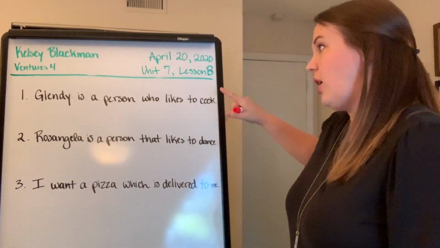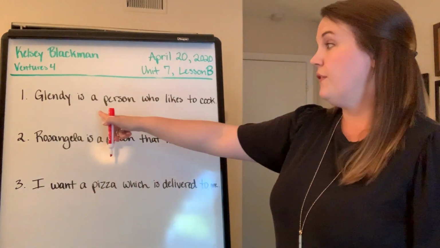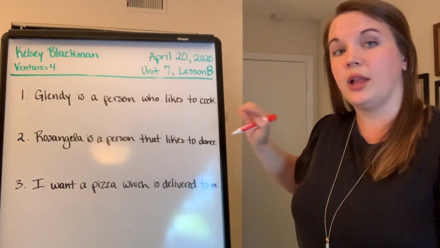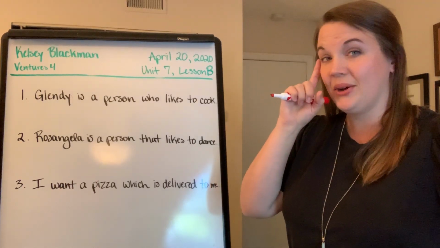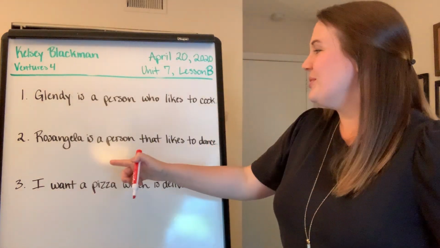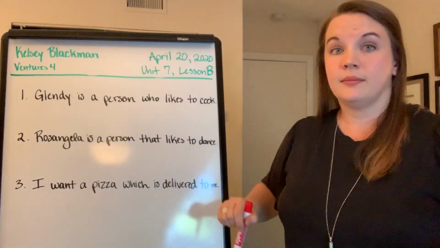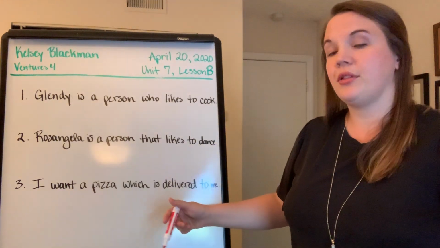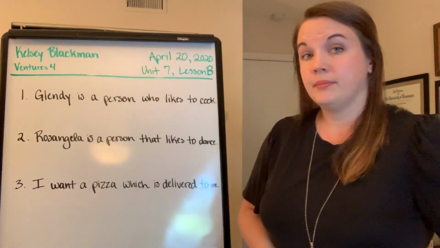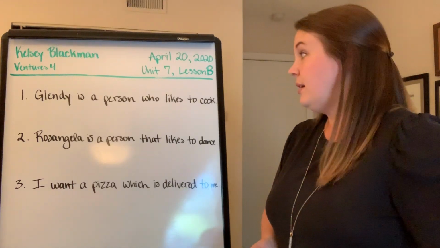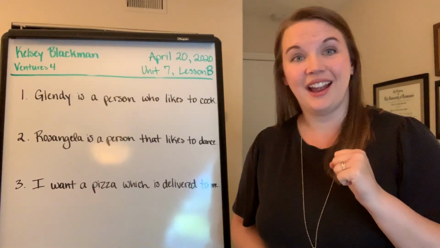So, how many clauses are in each of these sentences? First, Glendy is a person who likes to cook. How many? Think about it. Don't say it out loud. Number 2, Rosangela is a person that likes to dance. All right. And finally, number 3, I want a pizza which is delivered to me. If you said each of these sentences has 2 clauses, you're correct.